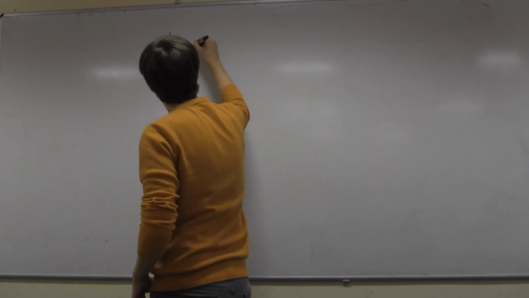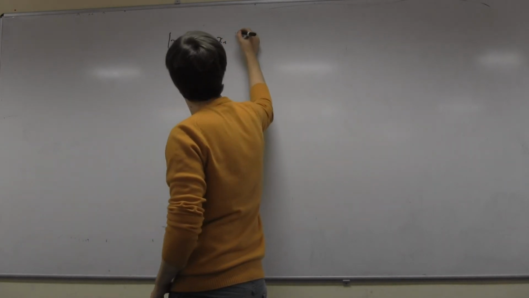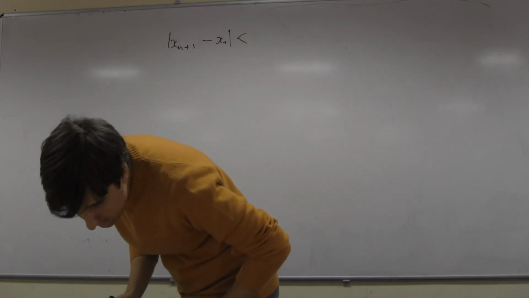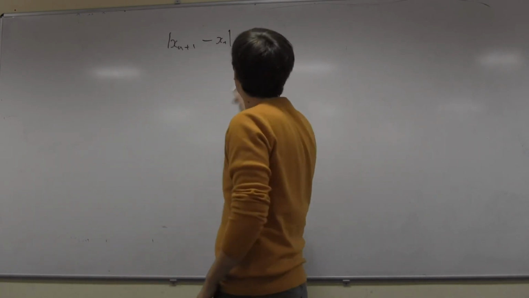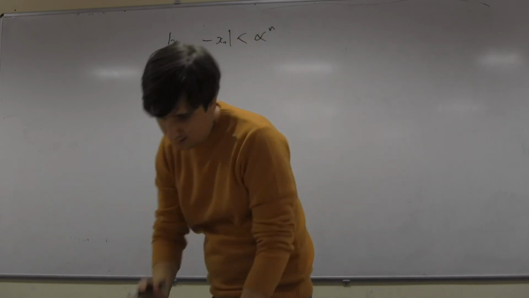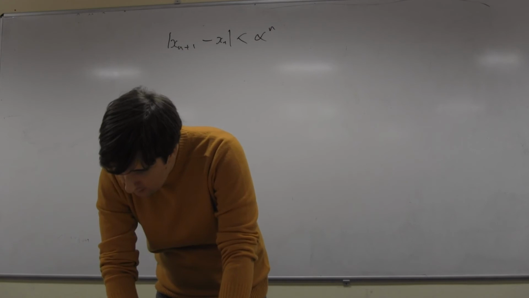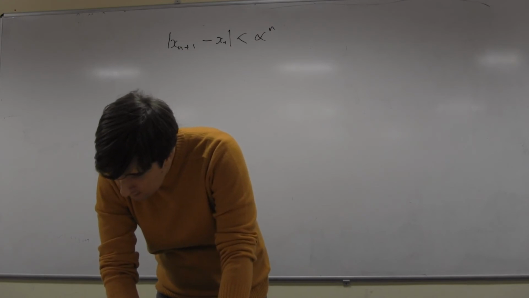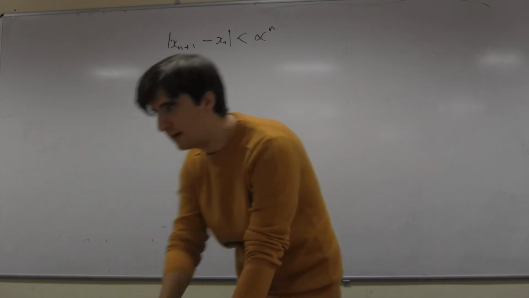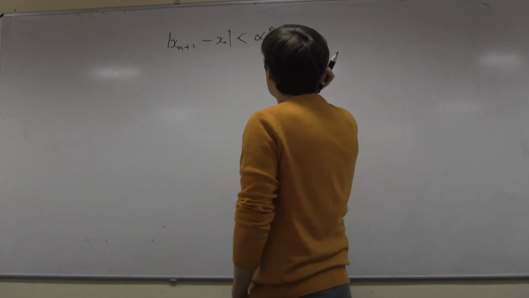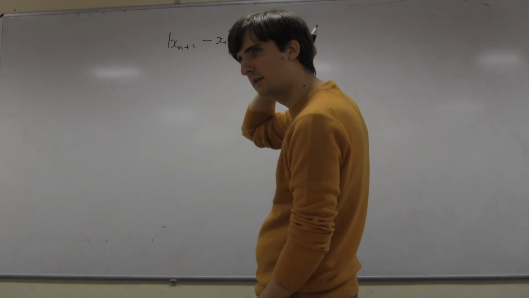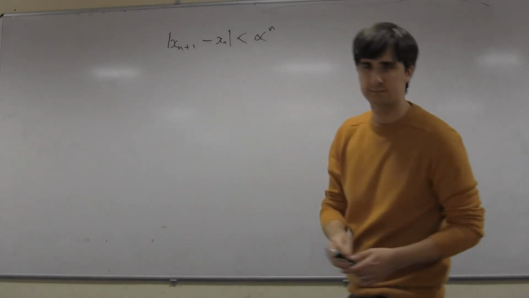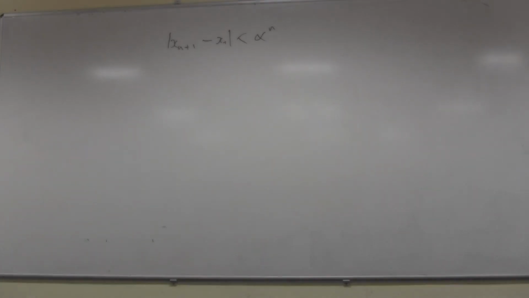So what we're told is that x_{n+1} minus x_n is less than alpha to the n. We need to prove that x_n is a Cauchy sequence, and hence convergent. The theorem is that the absolute value of x_n minus x_m should be smaller than epsilon, right? Yes, exactly. But how do we start it?